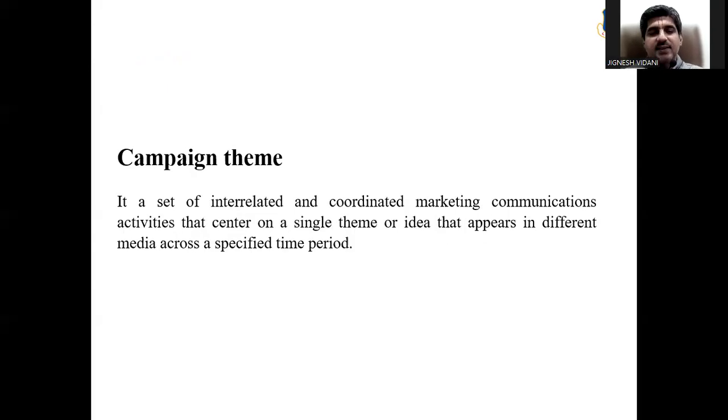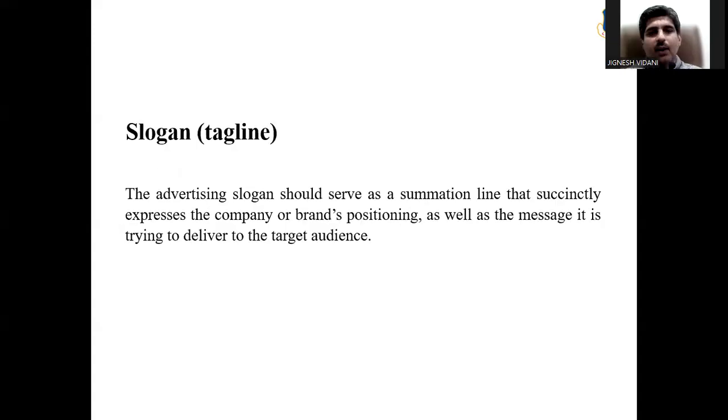Campaign theme. It is a set of interrelated and coordinated marketing communication activities that center on a single theme or idea that appears in different media across a specified time period. Slogan or tagline. The advertising slogan should serve as a summation line that succinctly expresses the company or brand's positioning, as well as the message it is trying to deliver to the target audience.